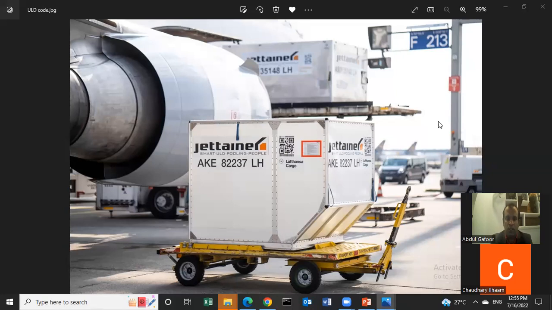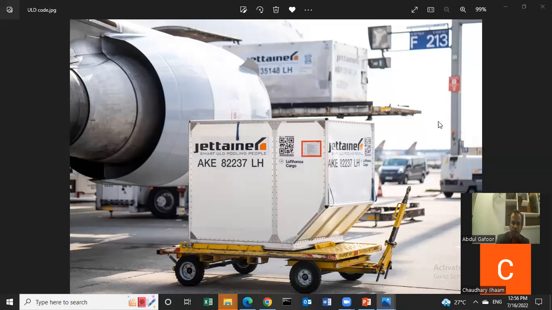I'm recording again now. See, now you see the ULD, the container. You can see the letters AKE82237LH. What I'm saying is, it does not bother you as a customer or your shipper, or even the freight forwarder, but only the airline handles this type of issue.